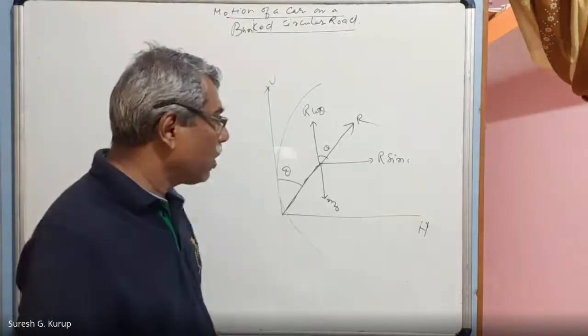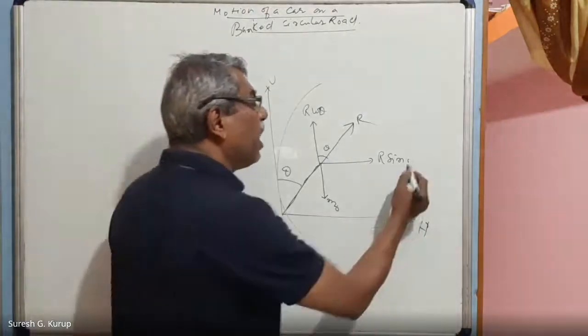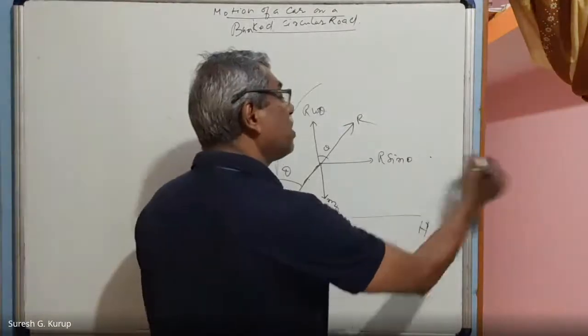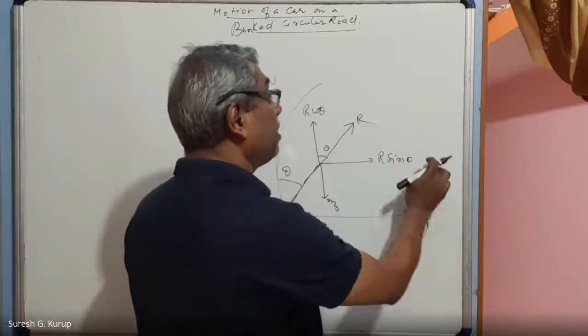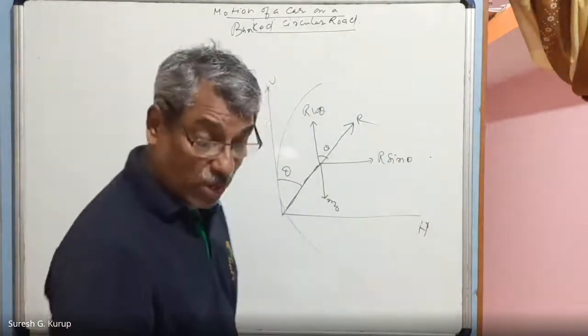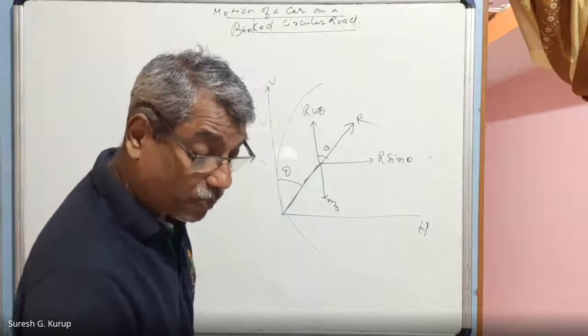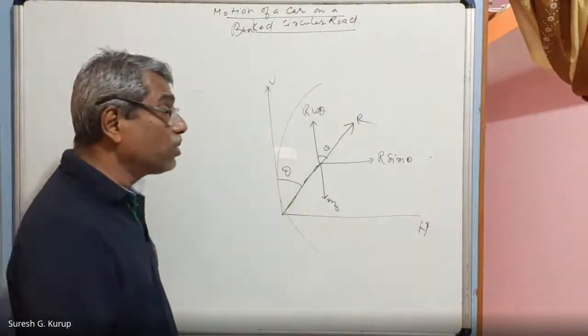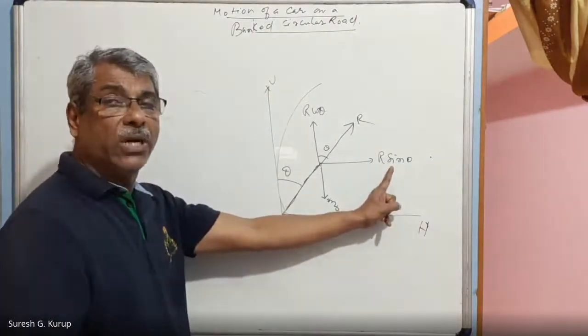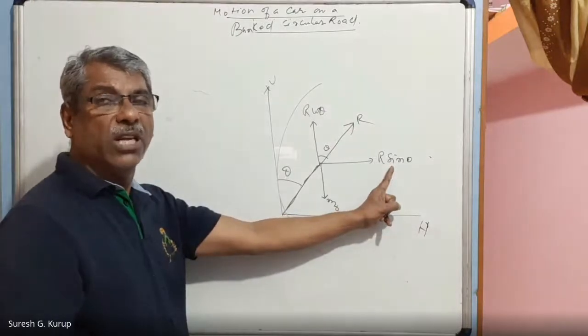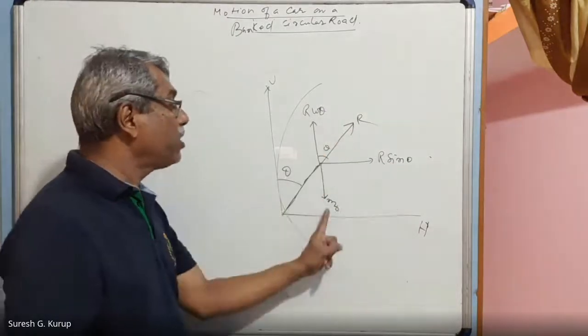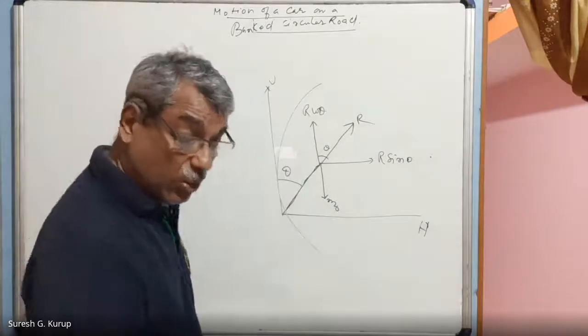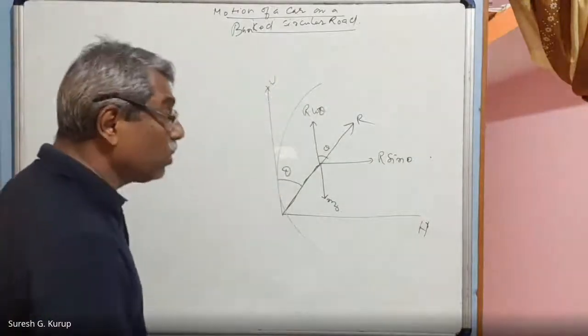Am I correct? In this case, you see that R sin theta is toward the center of the circular path. So this is a circular path. R sin theta is toward the center of the circular path, right? Which are the balancing forces? R sin theta provides the centripetal force, and R cos theta is balancing mg. So here also we can write mg is equal to R cos theta.